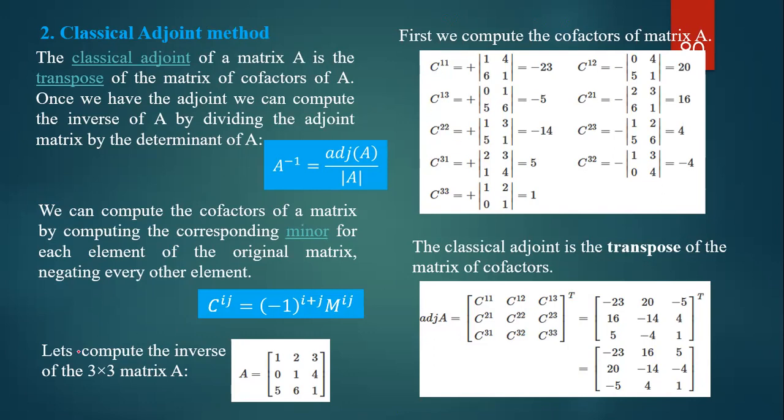Let's compute the inverse of a matrix by taking a particular 3 by 3 matrix, which we can easily compute. C11 means we cross out the first row and first column, leaving the 1, 4, 6, 1 block. That gives 1 times 1, 1 minus 24, which is minus 23.